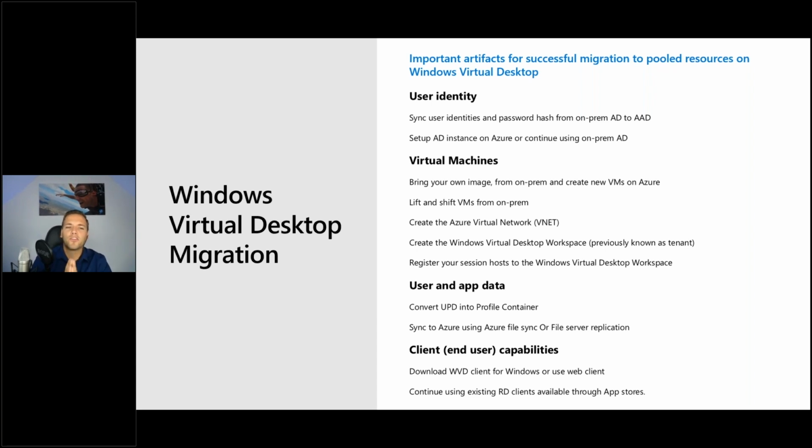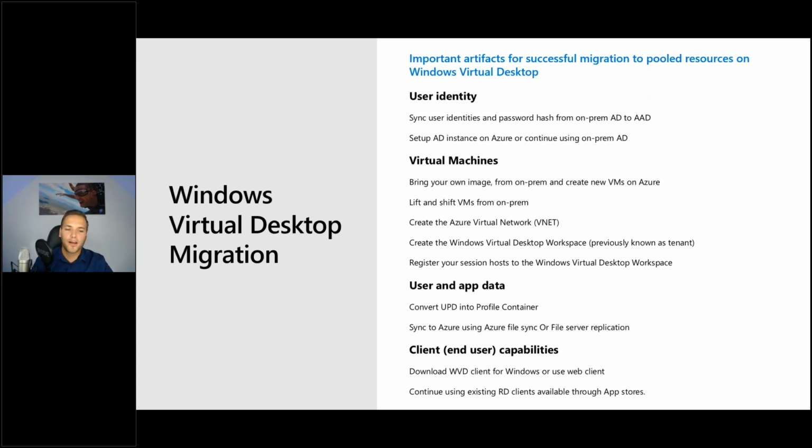What do I need to do with my user-specific application data? Let's say, for example, I have UPD or roaming profiles in my existing environment. How do I convert them to the FSLogix Profile Container solution? I'll cover that as well during this presentation.